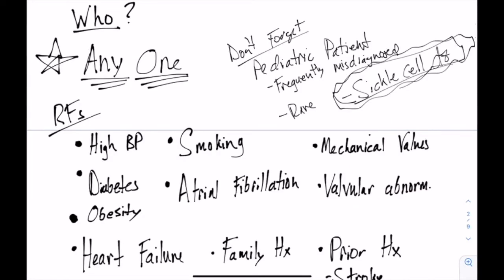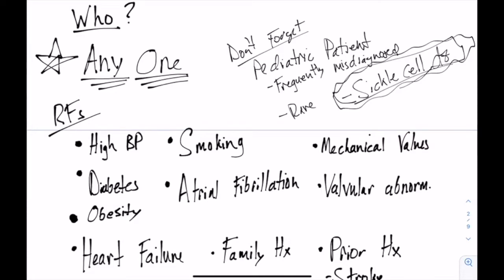So who gets strokes? The important thing to remember is the person who gets strokes is anyone. It's important to not forget about the pediatric patient. Pediatric strokes, while rare, are frequently misdiagnosed. The delay in diagnosis means a delay in proper treatment. With these diseases, time is tissue, so a delay in treatment means that more tissue is going to be lost, which will lead to a greater incidence of mortality and morbidity.